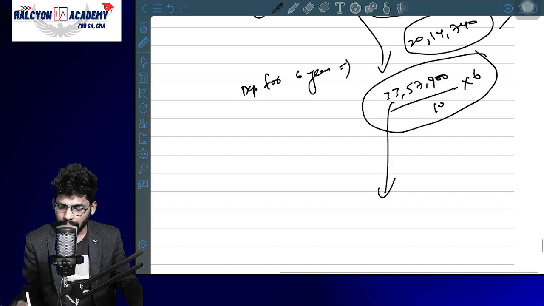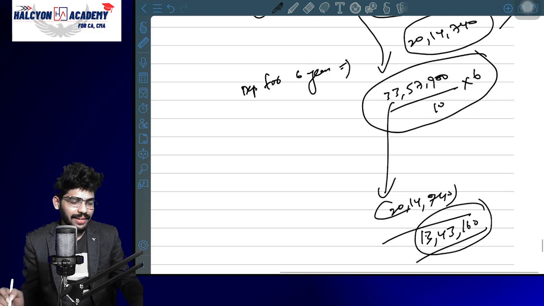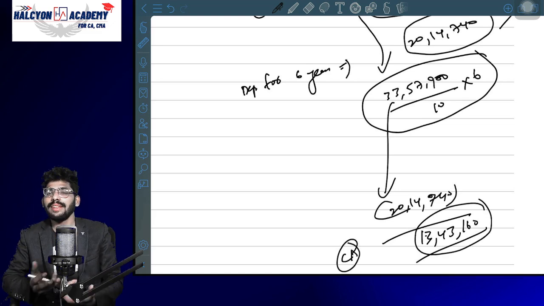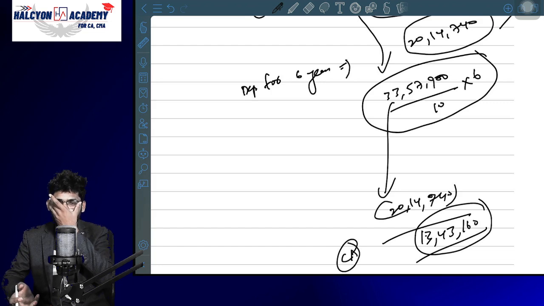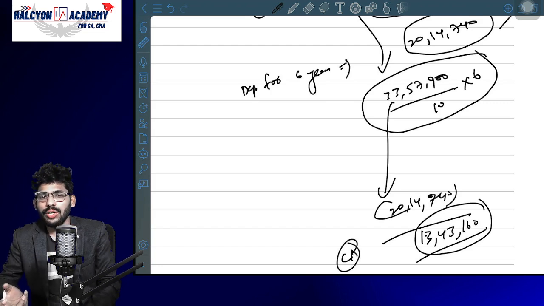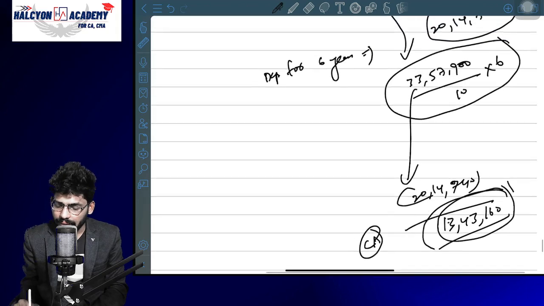33 lakh 57,900 minus 20 lakh 14,740. How much? 13 lakhs 43,160. This is the carrying amount of that old turbine. Say yes or no? Yes. Understood or not? It's a very simple thing, guys. Now you can derecognize this value.